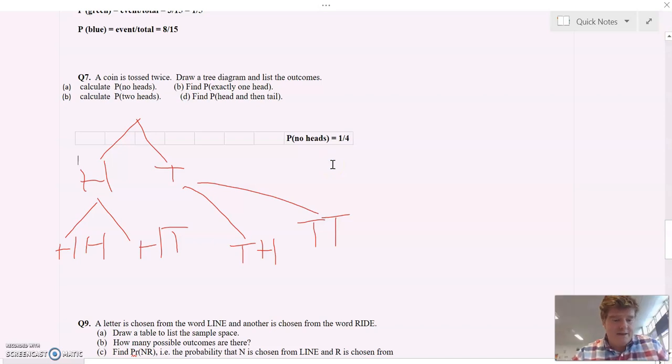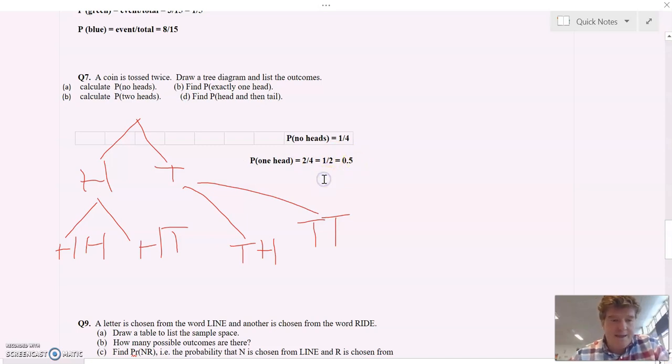Now the probability of just getting 1 head. So let's go probability of 1 head. There's 2 ways that we can get 1 head: when we throw heads and then tails, or when we throw tails and then heads. So it's going to be 2 different ways out of the 4 options, and we can simplify that. We can simplify that to 1 is to 2, and we can write it as a decimal if we want. So 2 out of 4, which simplifies to 1 over 2, or 0.5 as a decimal.